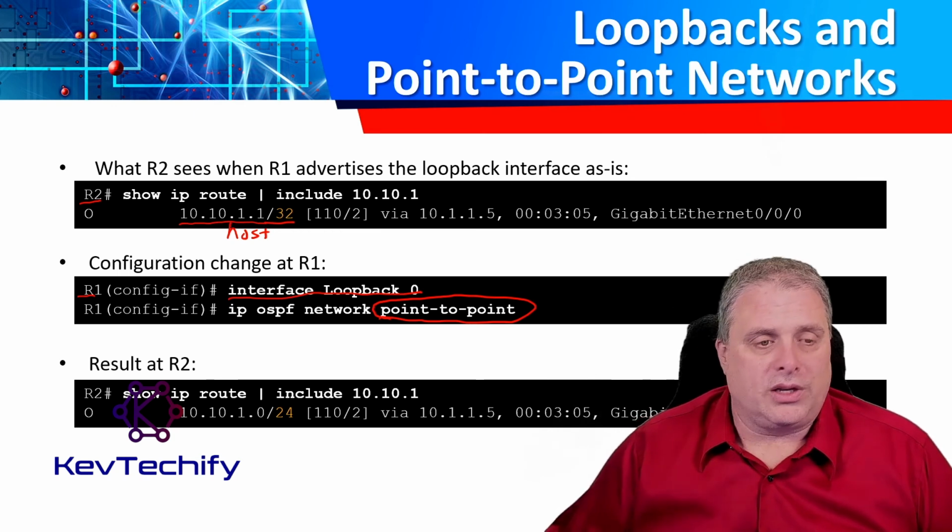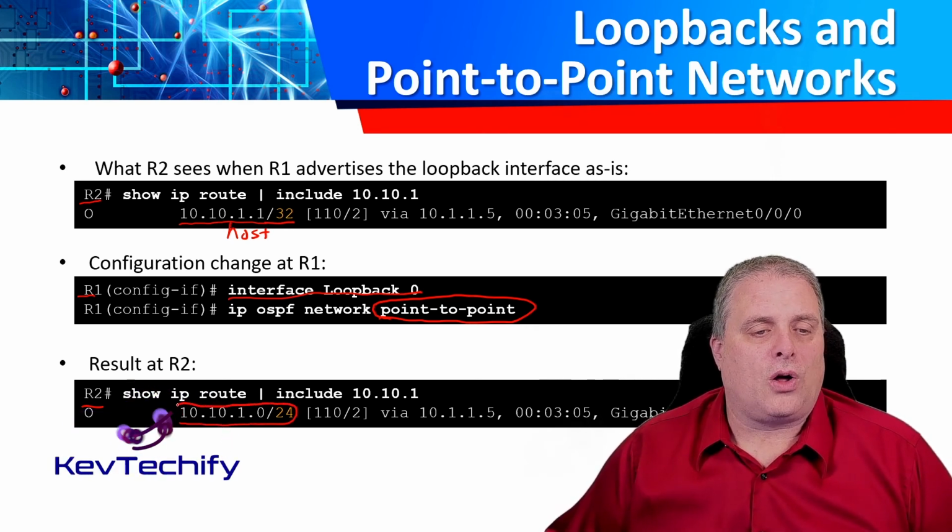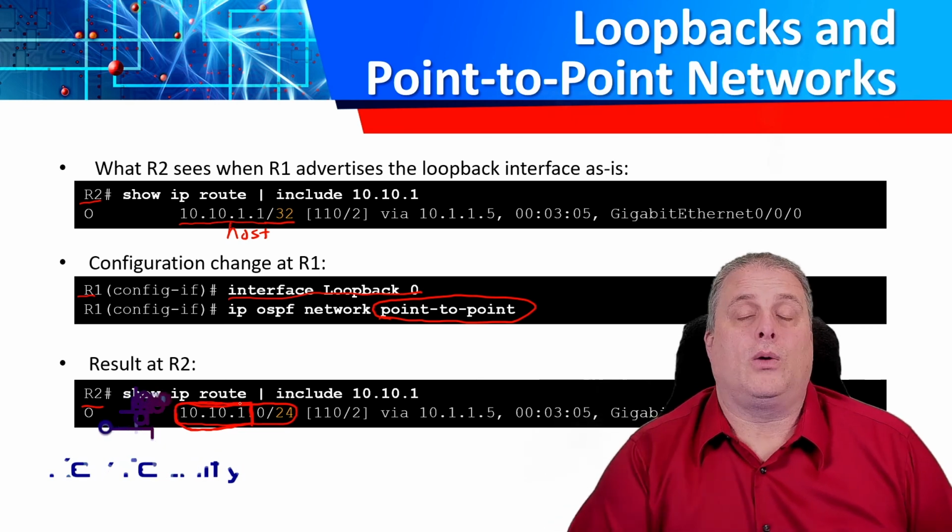To show how we can do that, to verify it, we go back to R2 here. We do that show IP route again, and we can see here that now instead of matching all 32 bits, we just match the first 24 bits. We look at that network portion. That will help give you some flexibility or whatever you need to do to match it to your needs for your network.